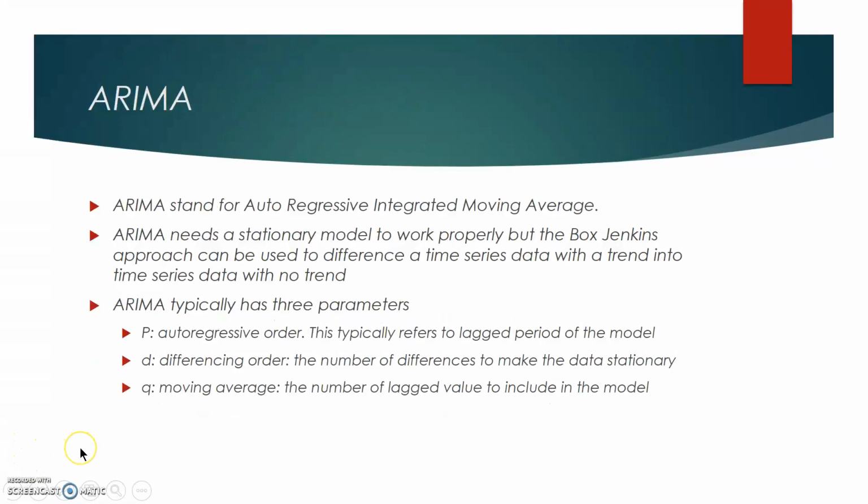And then when we go over to ARIMA, it basically stands for autoregressive integrated moving average. And that needs a stationary model to work properly, but the Box-Jenkins approach can be used to difference the time series data with a trend into time series data with no trend. And then ARIMA technically has three parameters: the P, D, and the Q. P is your autoregressive order, and that typically refers to your lag period for the model. D is your differencing order, the number of differences to make the data stationary, and then Q is your moving average, and that's the number of lag values to include in the model.